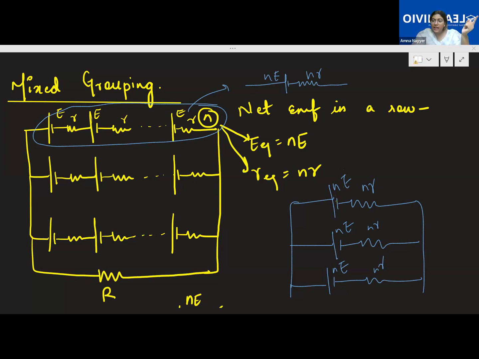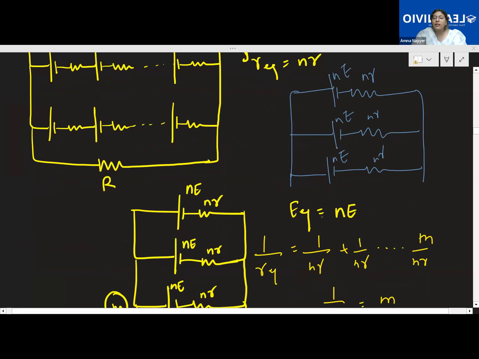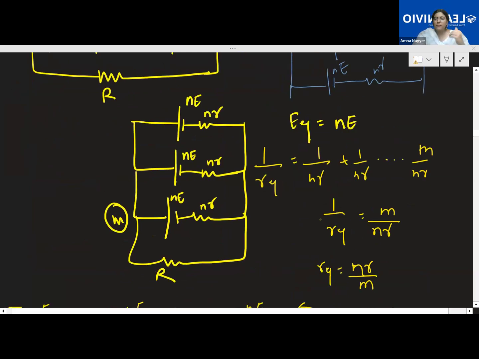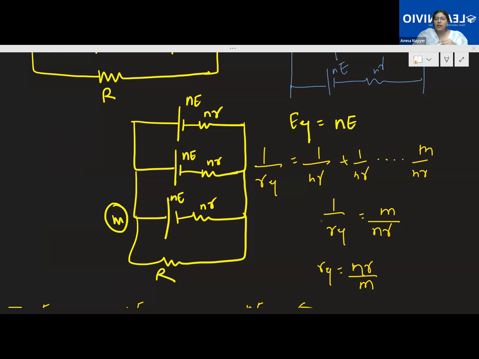The way we got that nE, this will be nE, right? And nr will be, you solve this part, 1 by nr plus 1 by nr for 2, so 2 by nr. 3 cells, 3 by nr. m cells, m by nr. So R equivalent will be nr by m. This much is clear?